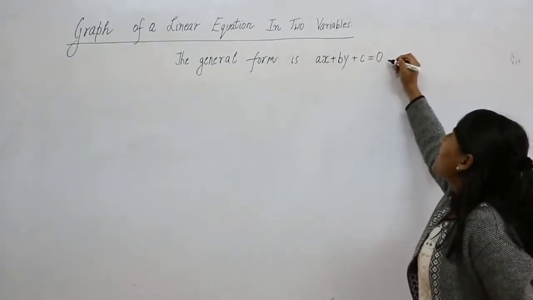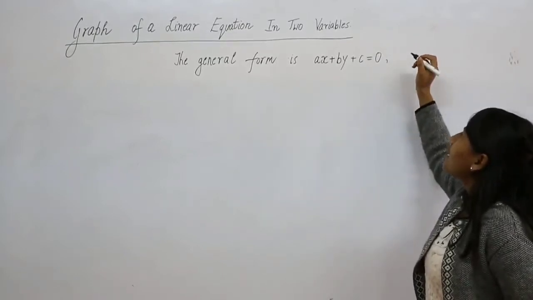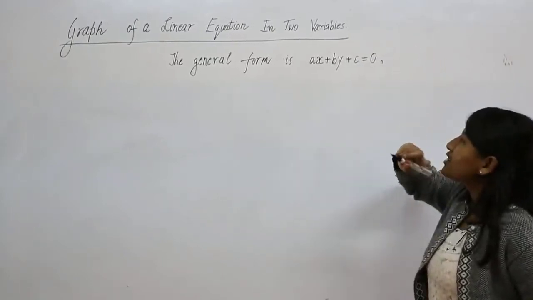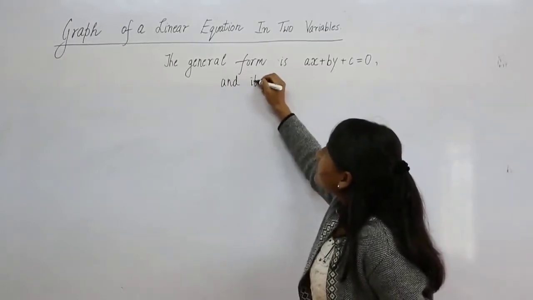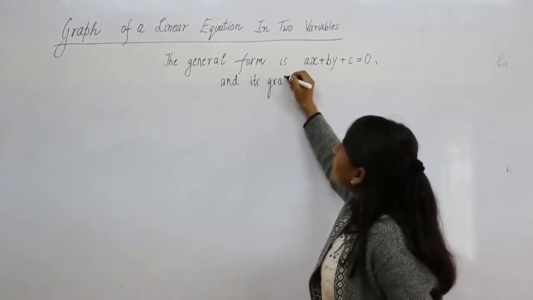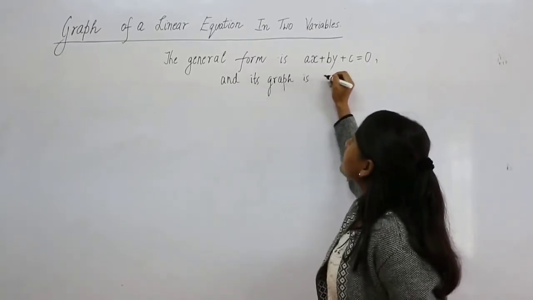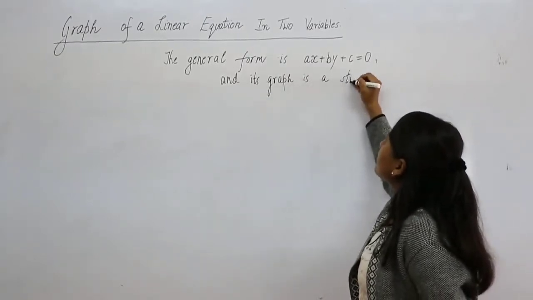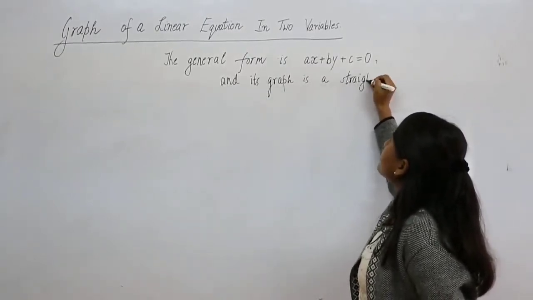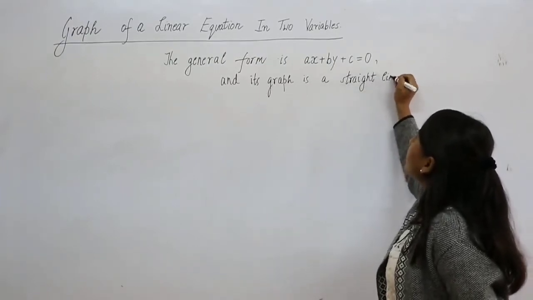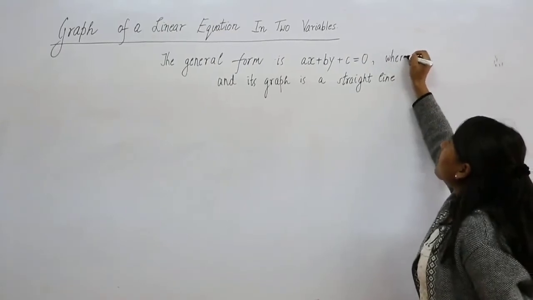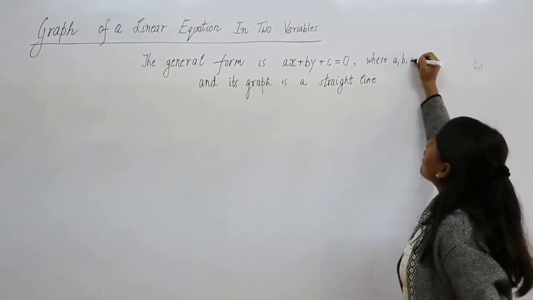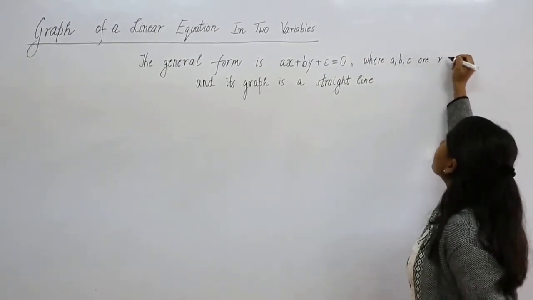Next, its graph is what? Its graph is a straight line. So what are these a, b, c? They are real numbers.